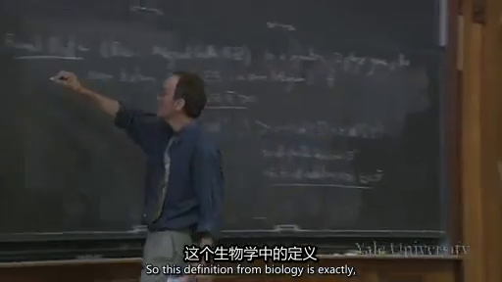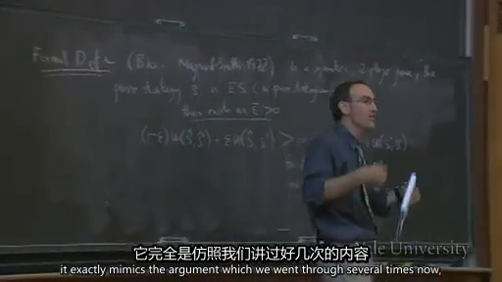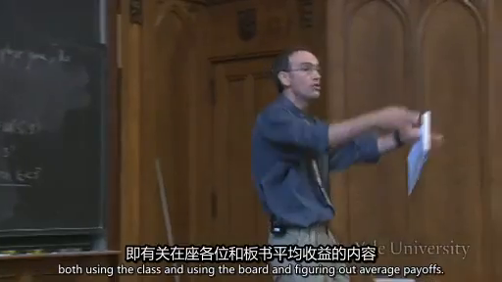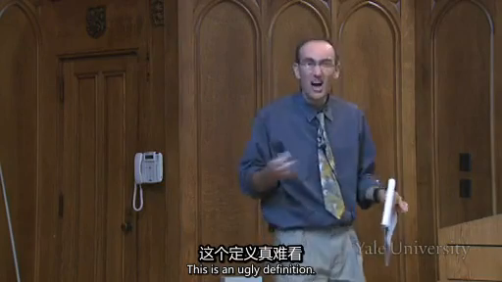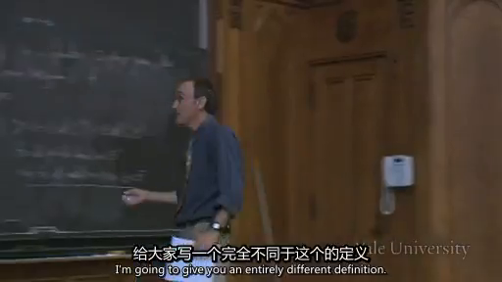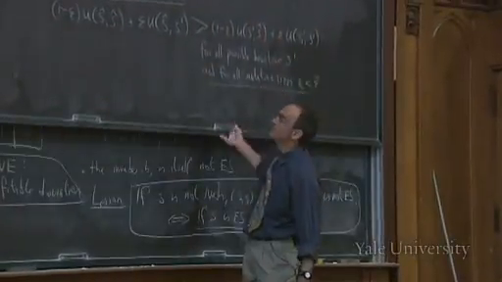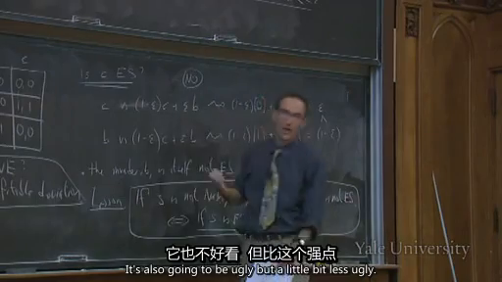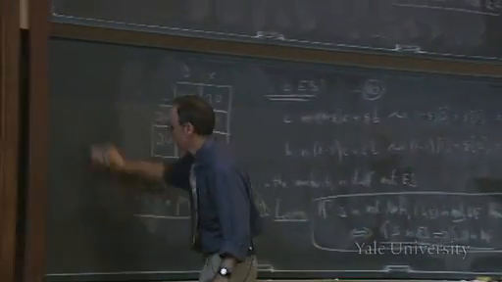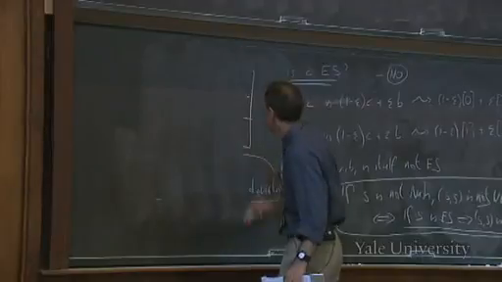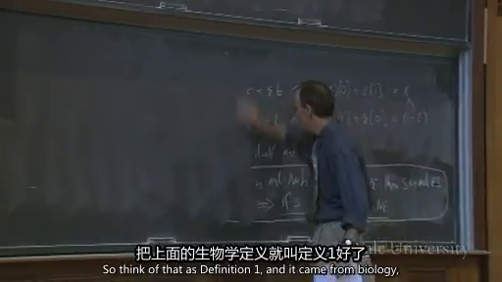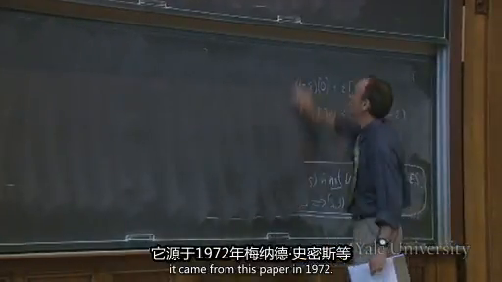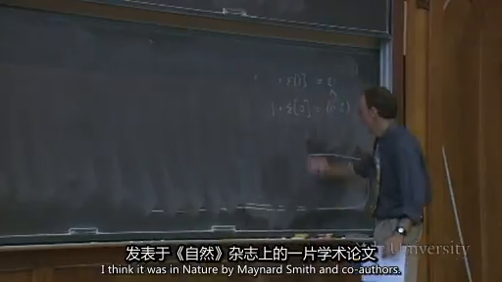So this definition from biology exactly mimics the argument we went through several times now, both using the class and using the board and figuring out average payoffs. All right? This is an ugly definition. Everyone agree this is kind of ugly? All right? So now what I'm going to do is give you an entirely different definition. It's also going to be ugly, but a little bit less ugly. All right, so think of that as definition 1, and it came from biology. It came from this paper in 1972. I think it was in Nature by Maynard Smith and co-authors.